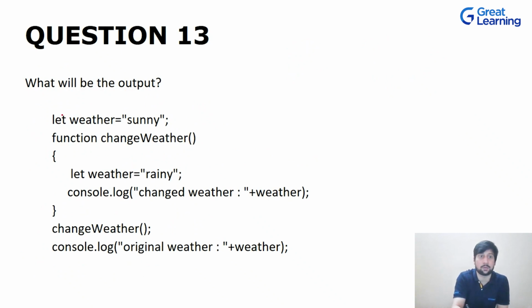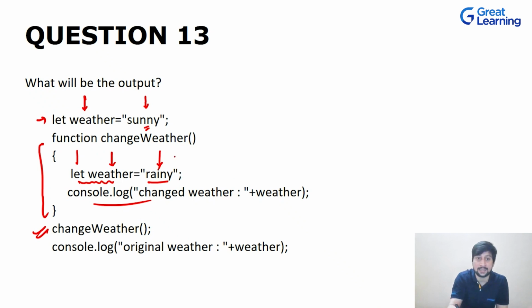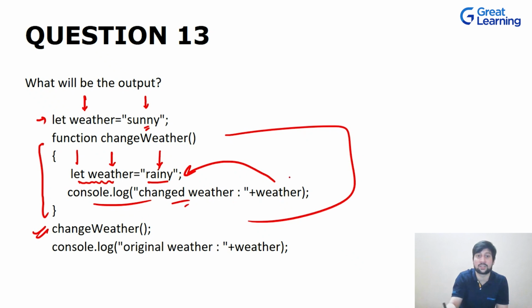We have defined over here a weather keyword with the help of let, and we have initialized this value to sunny. Then we have this function change weather over here, and we are calling it over here. So once we are calling it, it would go into this function, and it has created one more variable, that is weather, with the help of let keyword, and it has initialized it to rainy. Now you're trying to access this weather. Now obviously, since it is in this block, it will refer to this rainy. So it will say that changed weather.